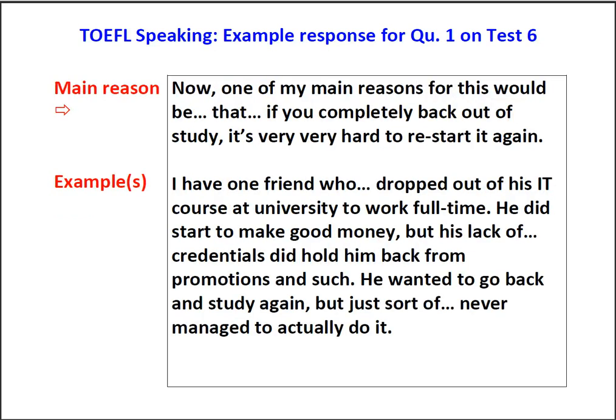Now I'm going to go ahead and explain why I'm giving that advice. My first main reason is that, once you stop, it's very hard to get back and continue on with your study. And then I give an example of an actual friend who I do know, who dropped out of his IT course, and he had problems with his promotions within his career, but he also wanted to go back, but just sort of never managed to really do it. So I've supported that idea with an example from my own experience with a friend.